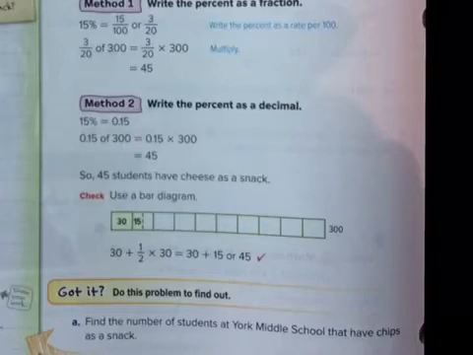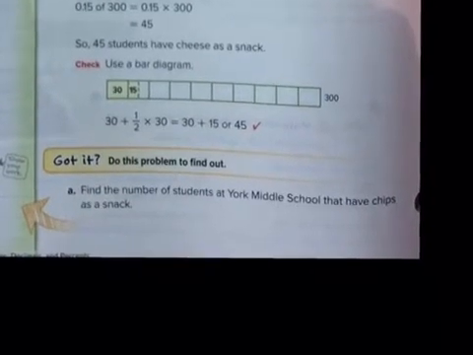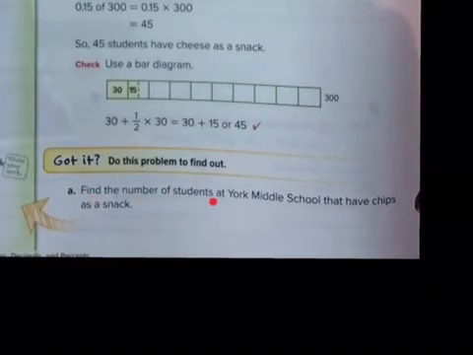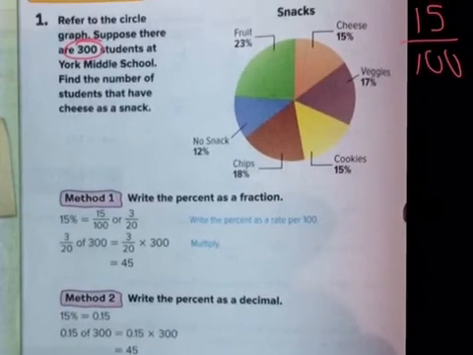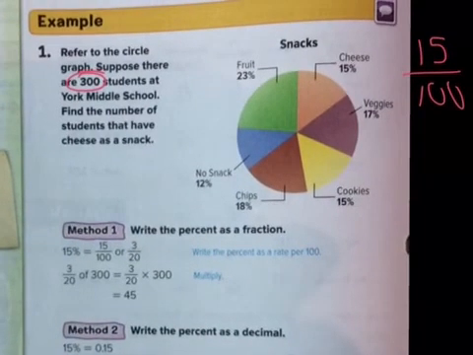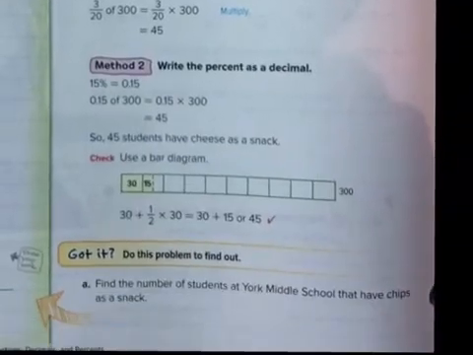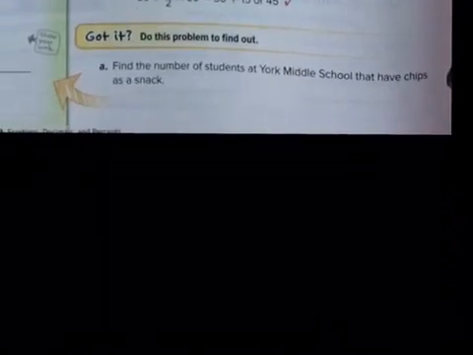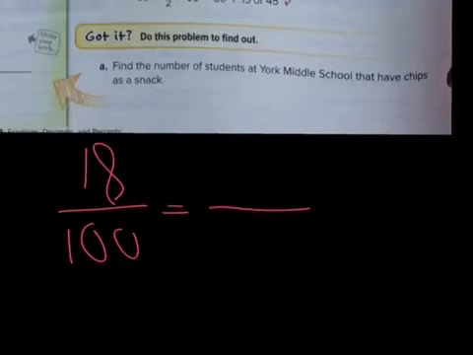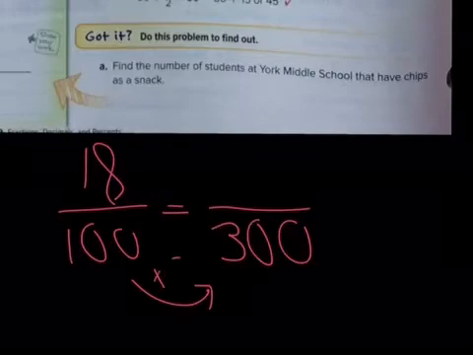Okay, now let's see here. Find the number of students at York Middle School that have chips as a snack. Chips. When we look for chips, we see, there we go, 18. So now it's 18, and we have to triple that amount. Okay, let's go all the way here like this. 18% equals out of 300. Right? We tripled it here. Let's triple it at the top.